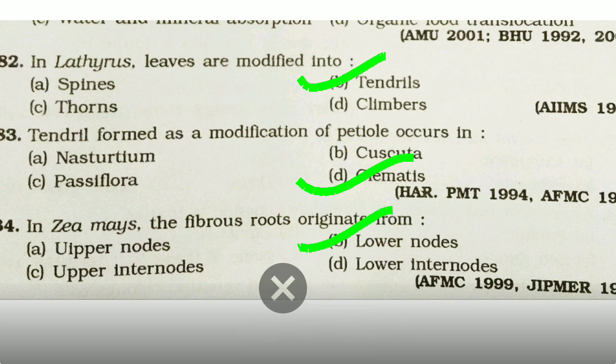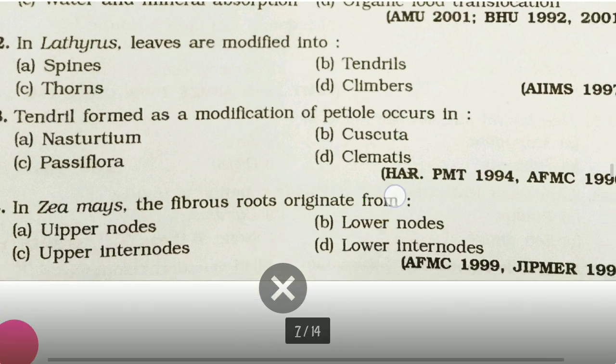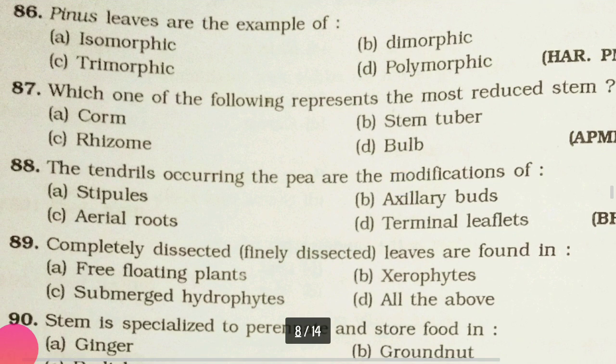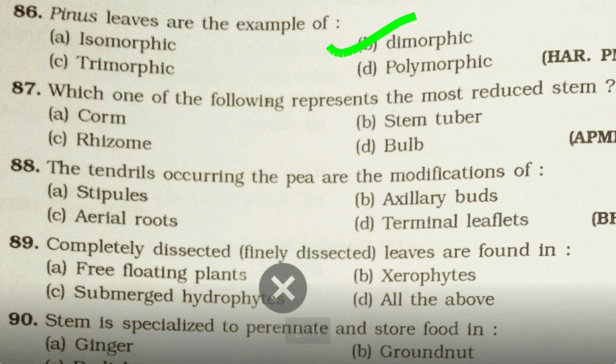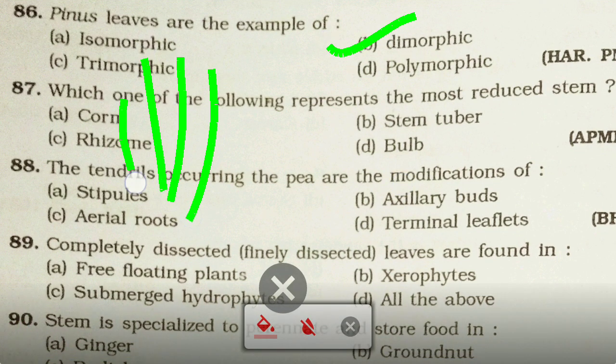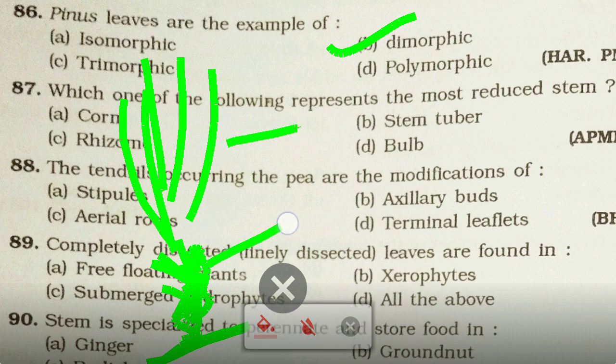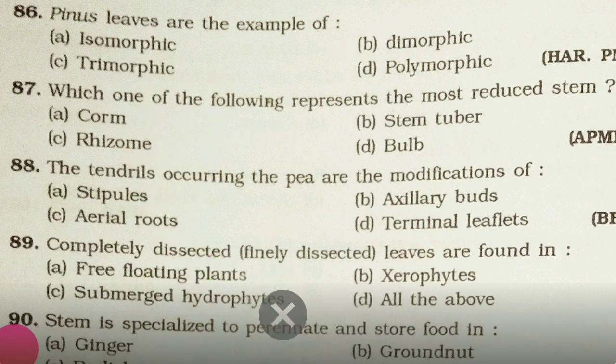Now coming to the next question, students. Pinus leaves are examples of, they are dimorphic. You all know in Pinus two types of leaves are found. First of all, on the upper side there is the foliage leaf, which is needle like, and in the lower part the leaves will be scale like. So there are two types, needle like and scale like. So they are dimorphic, and the answer will be dimorphic.